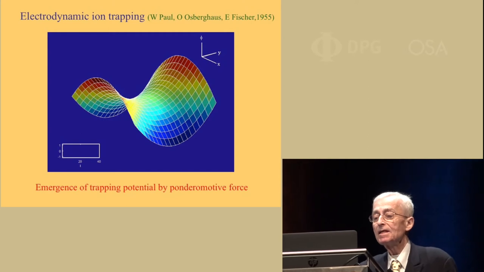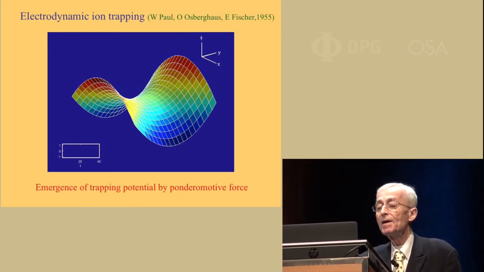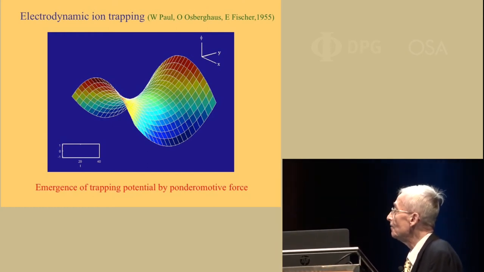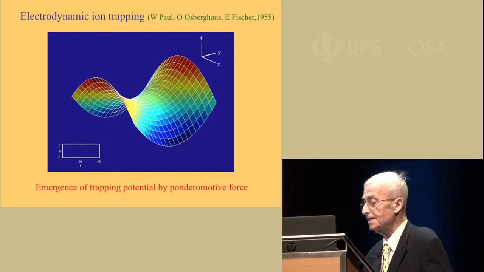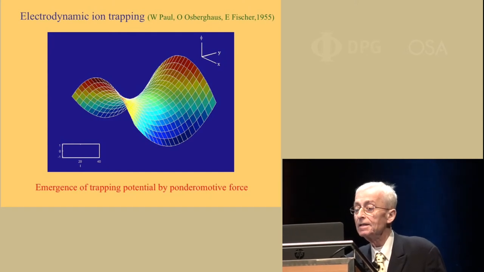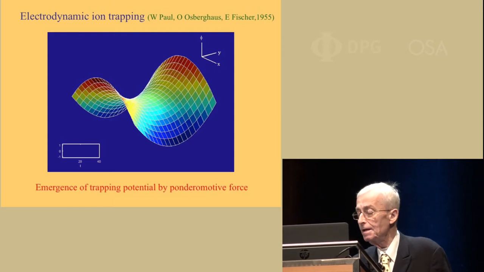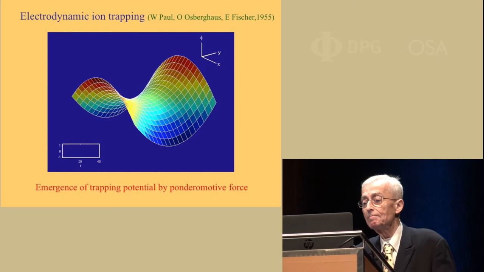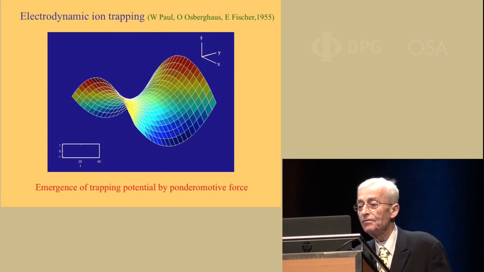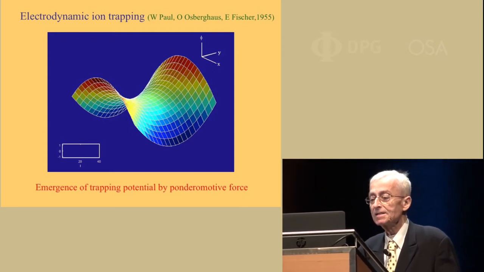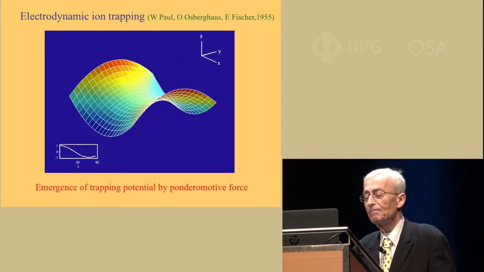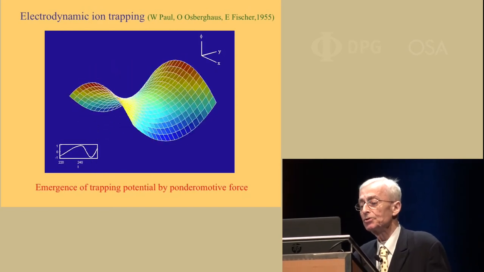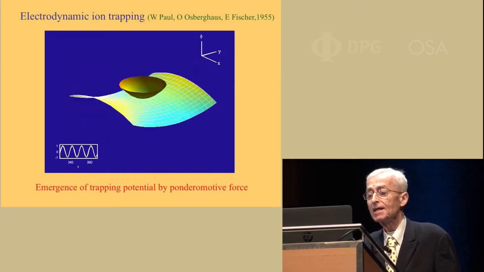And the working principle is well known. The electrical potential at a certain moment is a saddle potential, and it is flapping in time when the voltage oscillates. This is not a rotation of the potential, as sometimes assumed or attributed to this kind of trapping technique. It is just a flopping like this. And when the frequency is increased, the flopping increases, and the potential emerges, which is made up by the ponderomotive forces in the center of the trap.